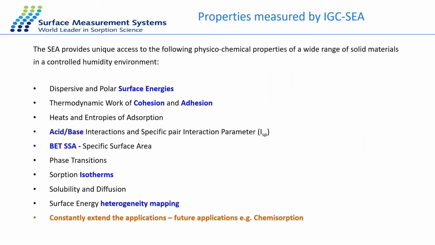With the IGC technique, you can determine different physical-chemical properties of solid materials, and not just BET specific surface area and surface energy. You can also measure the acid-base interactions on the surface, the solubility parameters, or the diffusion coefficients of different gases, and so on. We constantly implement new applications or new features in our analysis software. Currently, we are working on a chemisorption application, and hopefully we'll have some nice application notes on that.